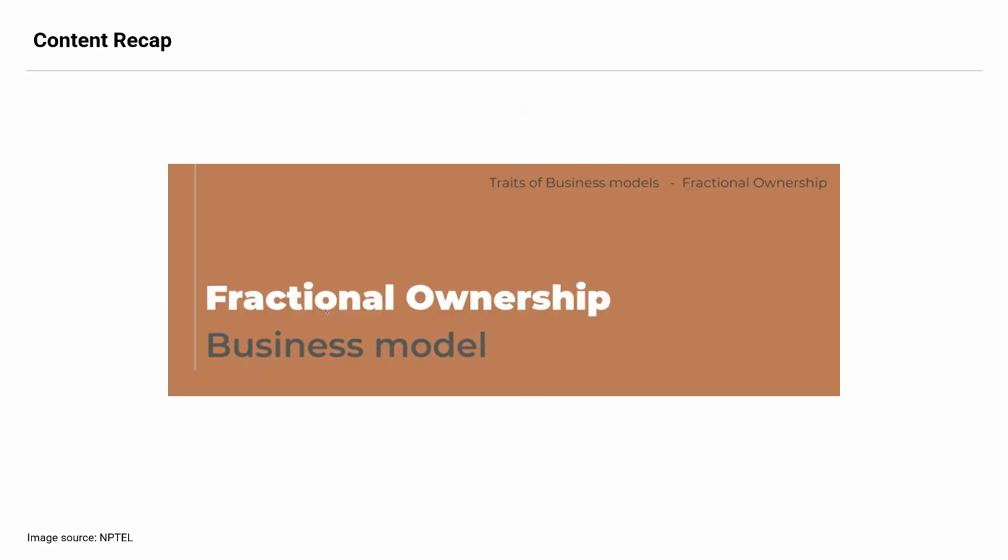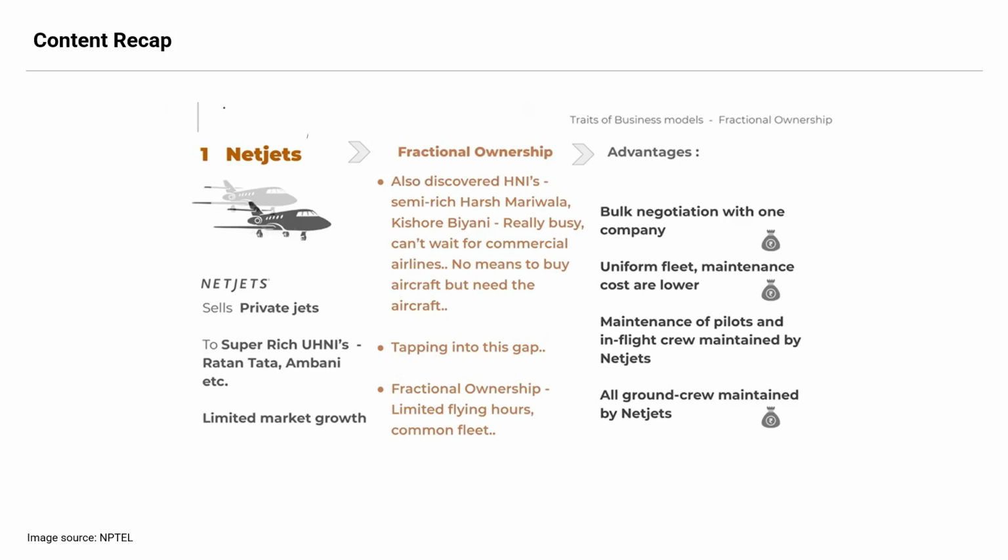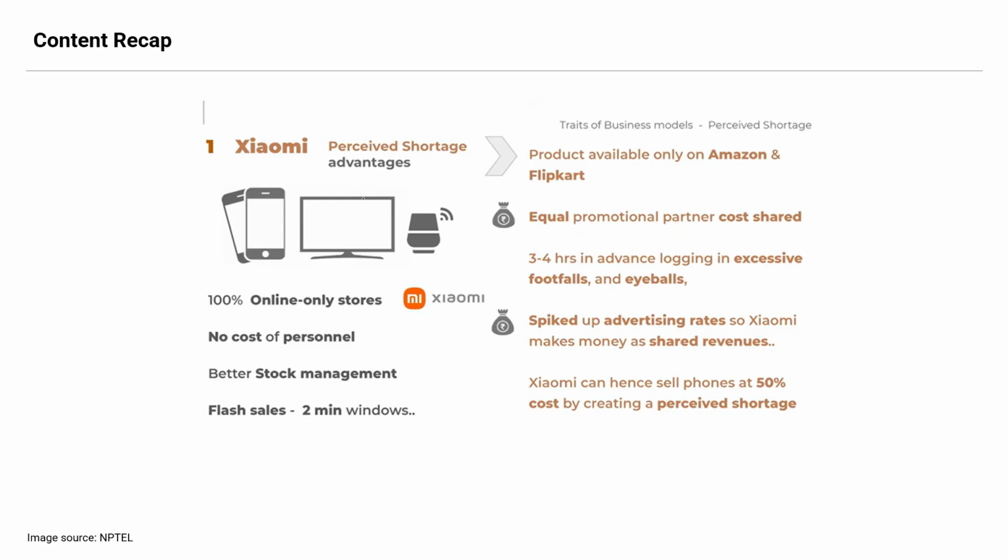And then the fractional ownership business model, in which he gave the case study of NetJets. Fractional ownership of jets, and we have already had a question on this particular thing. And then the business model of perceived shortage, like Xiaomi, which comes only as a flash sale. It ends in a 2 minute window, so it creates a sense that the products are available for a very very small duration. It's a very interesting take on how they have positioned their product in the market and how they are utilizing a completely online approach for these products.